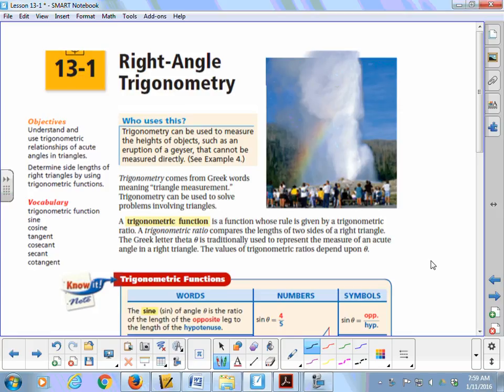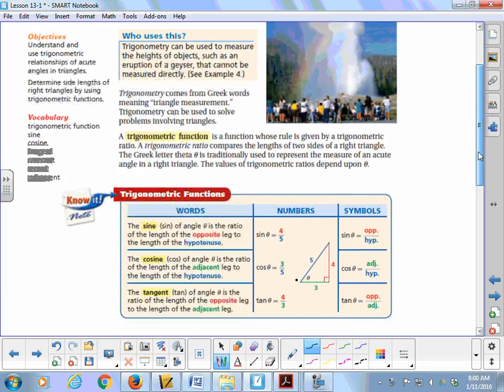Okay, right angle trigonometry. You've done lots of work with right triangles before. You've done the Pythagorean theorem. We've done finding the area of right triangles. And you've probably, in geometry, even looked at the basic trigonometric functions.